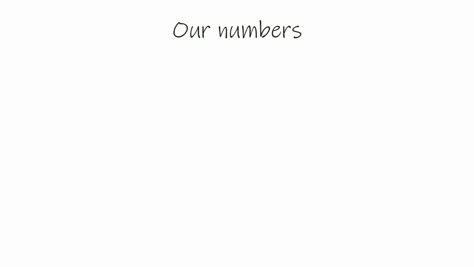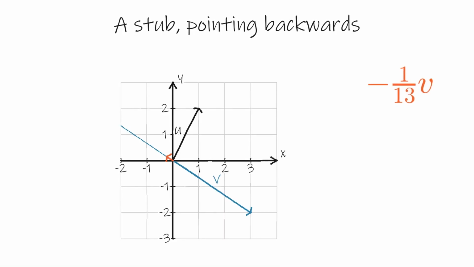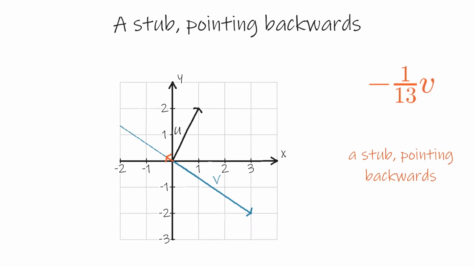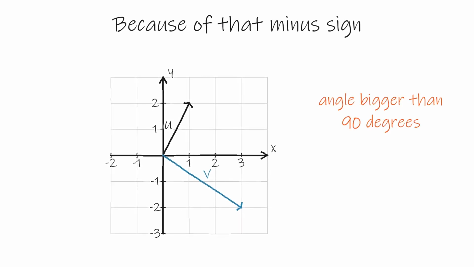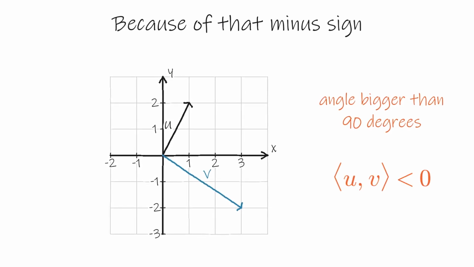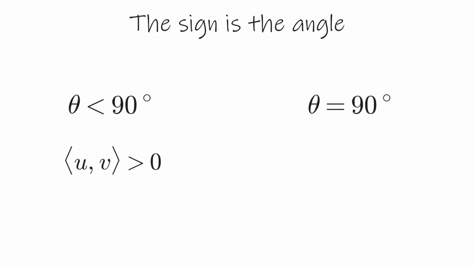Our numbers. The inner product of u and v was -1, and of v with itself 13. So the projection is -1/13 of v, a stub pointing backwards. Backwards because of that minus sign. The angle between u and v is more than 90 degrees, and the inner product says so. Under 90 degrees, it's positive. At exactly 90, the cosine is 0, so the whole thing is 0.